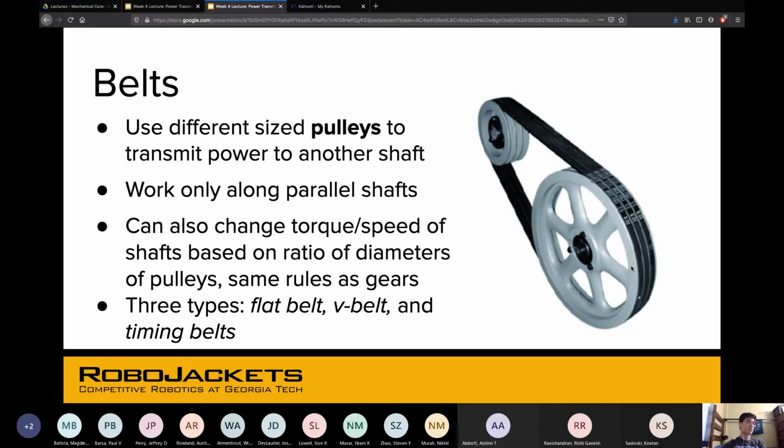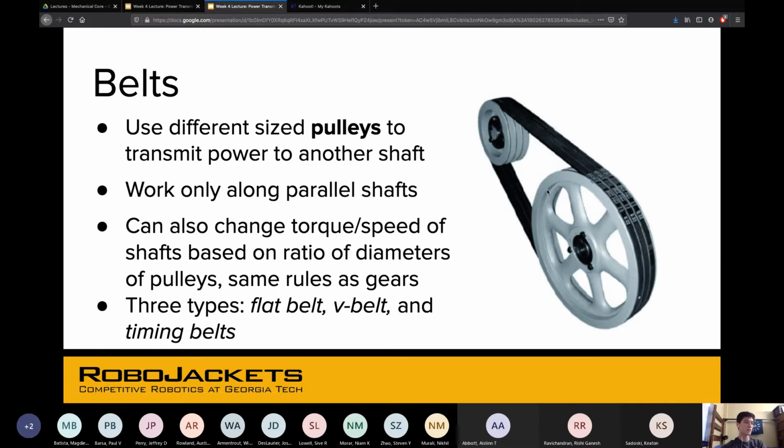So next is belts. You've seen plenty of belts. Essentially, we're using pulleys to transmit power. So again, it's like spur gears where our shafts are parallel, but instead of using gears, we're using this belt. Depending on the ratio of the diameters, so like gears depended on the number of teeth, and technically also the diameter, this is the same kind of relationship.